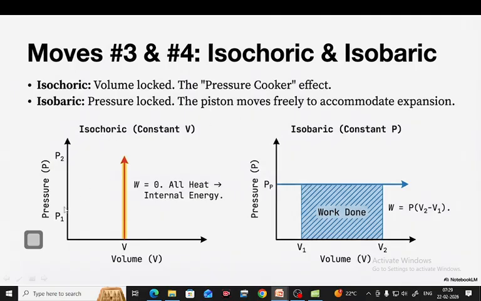This is the isochoric process. Here the volume is constant, W equals 0, all heat changes to internal energy. Isobaric, constant pressure, this is the work done, W equals P times V2 minus V1. This is the work done for the isobaric process.